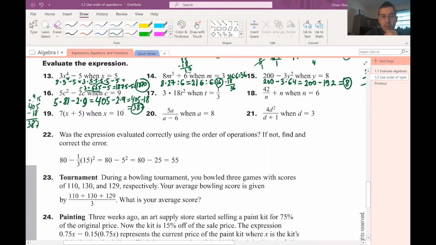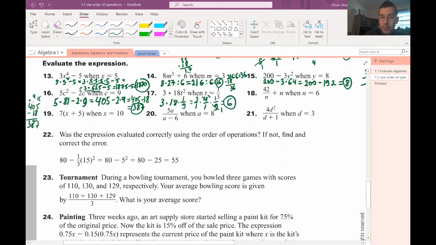Next one is 3 times 18t squared. We do the powers first. t is 1/3. 1/3 squared is 1/3 times 1/3, or 1 over 9. So this becomes 1 over 9. Then we do 3 times, since it's all multiplication, this is the same thing as 3 over 1 times 18 over 1 times 1 over 9. And we can cancel out 9 and 18 by 9. So this is 1, this is 2 here. So 2 times 3 is 6. So 6 is the answer.